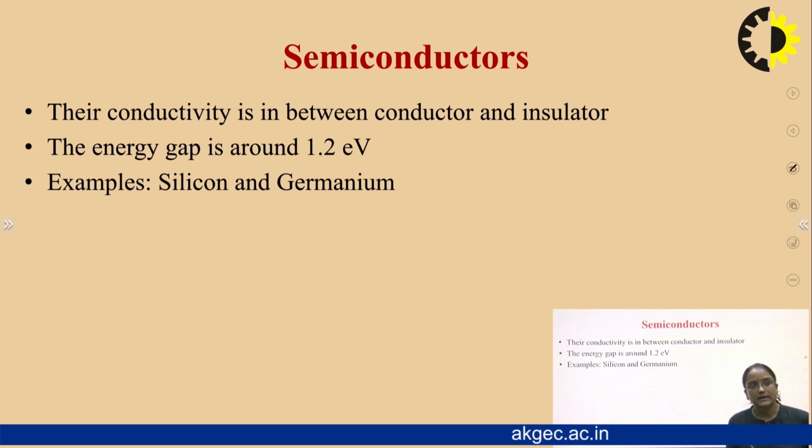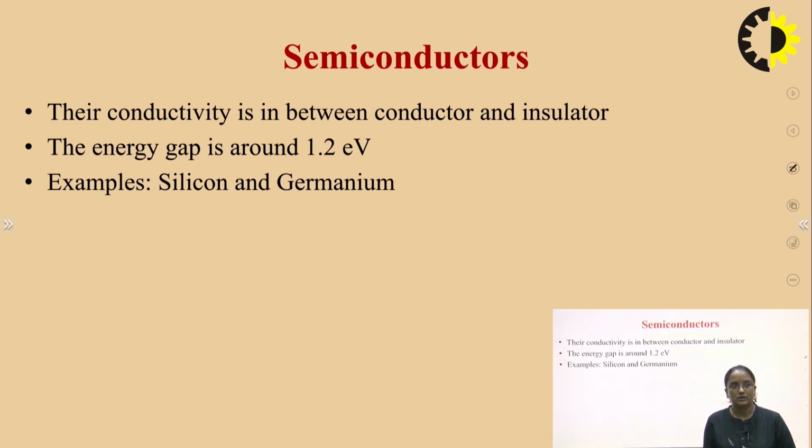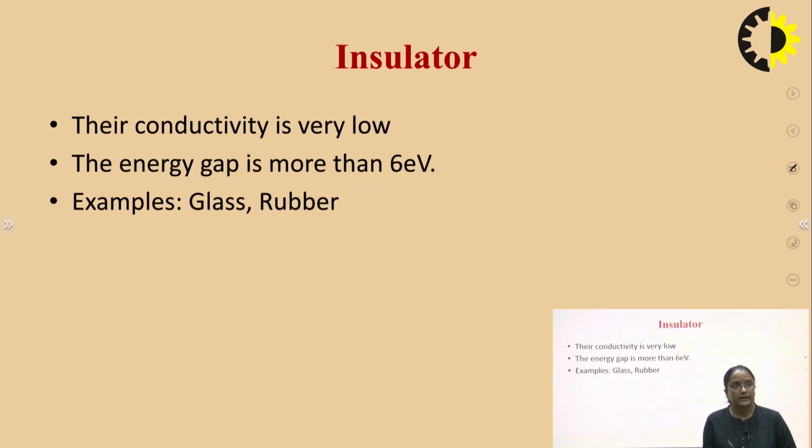The next one, semiconductors. We are classifying the devices based on the electrical conductivity of the material. Their conductivity is in between the conductors and the insulators, and the energy gap is around 1.2 electron volt. The examples of semiconductors are silicon and germanium. Insulators: their conductivity is extremely low and the energy gap is more than 6 electron volt. The examples are glass, rubber, and mica.